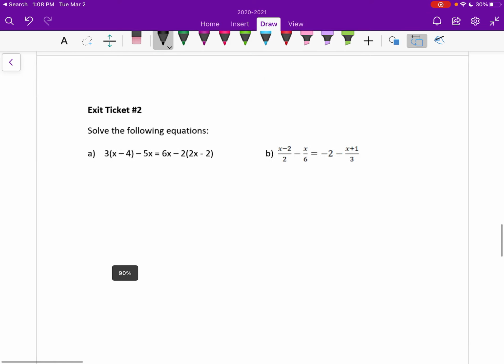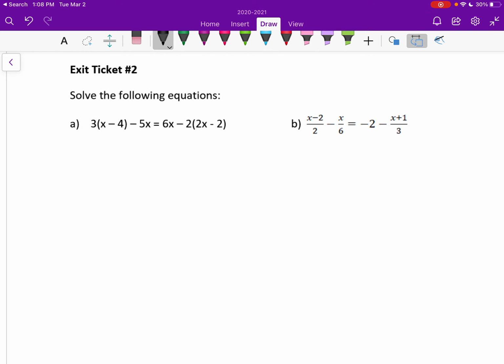So if you could, please do your exit ticket number 2 and upload it to your portfolio. We're going to be using the portfolio more often with this unit, so upload this to your portfolio.